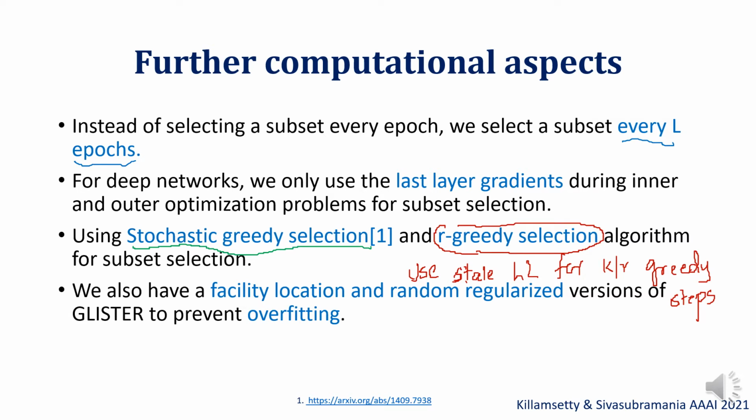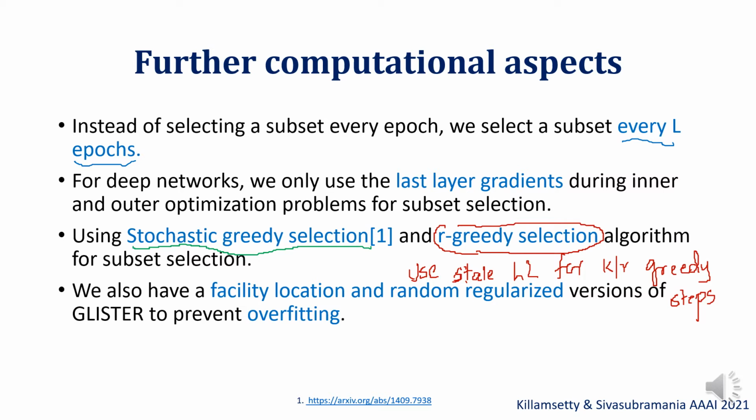In addition, we also try other options, which is stochastic greedy selection. So stochastically select an element greedily. Also, we consider other optimizations, such as avoiding selecting the subset every epoch, but selecting rather the subset every L epochs. And further, in deep networks, we may use only the last layer gradients during inner and outer optimization problems for subset selection.